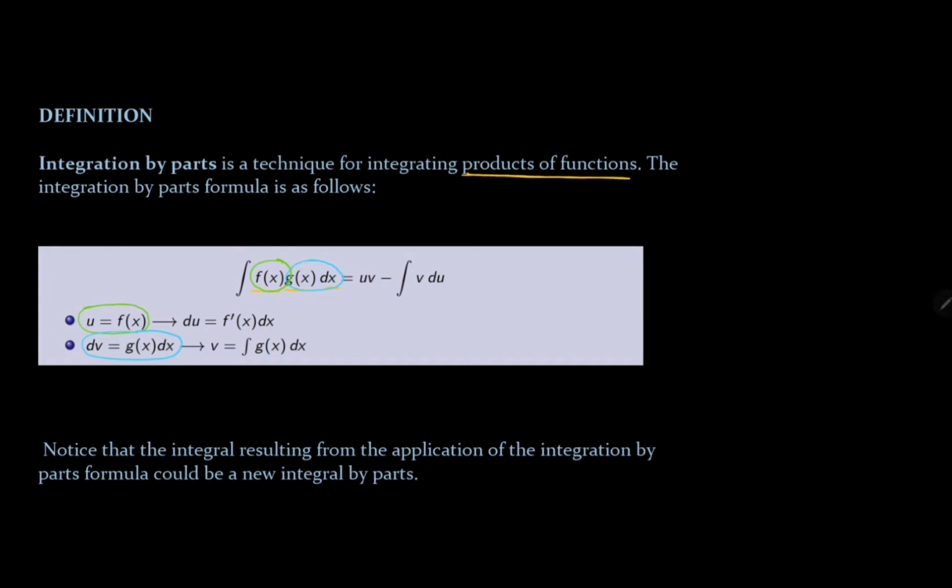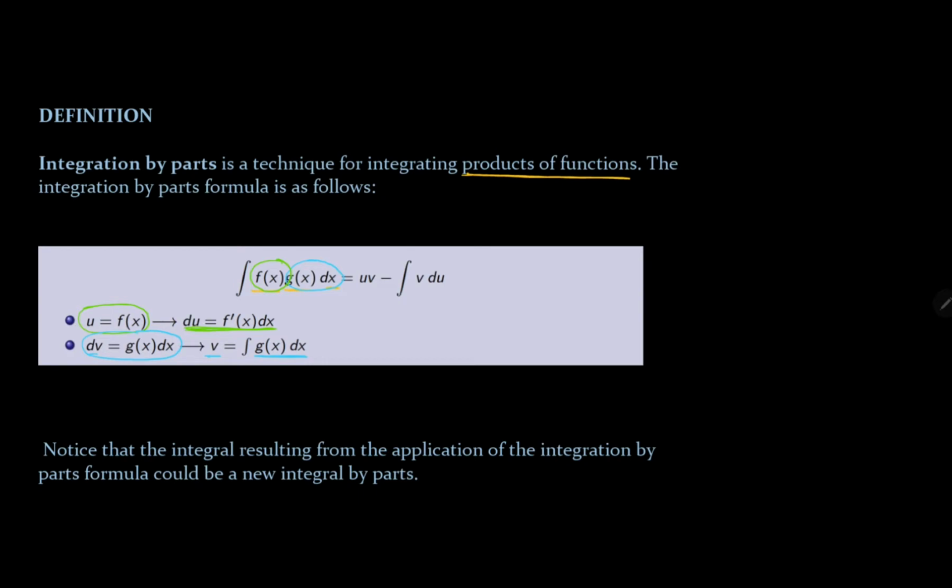We focus on the u, and we differentiate u and turn it into du. So du is the derivative of f of x times dx, because we are differentiating with respect to x. And next we focus on the dv section of the integral, and we integrate dv and turn it into v. So v is the integral of the function g of x with respect to x, so it's g of x dx.